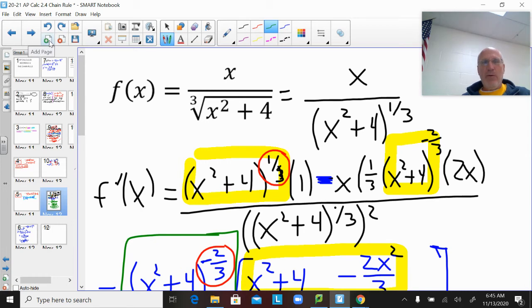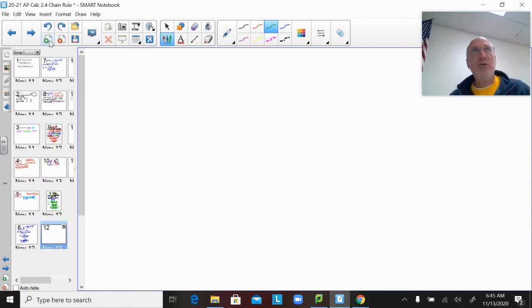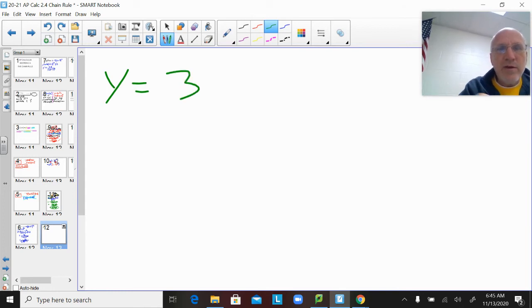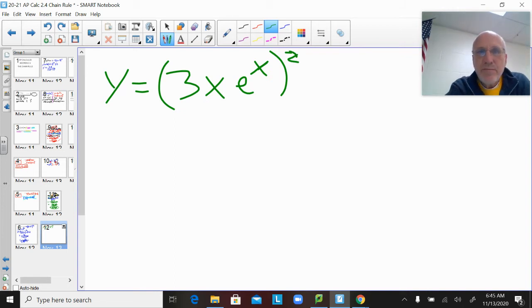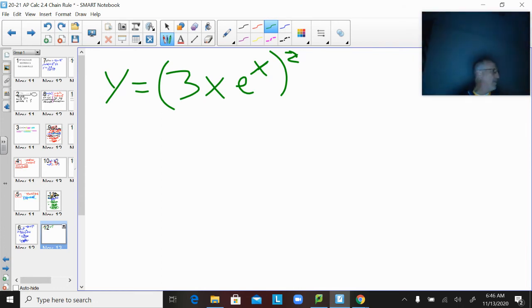Well, next example, I'm going to make one up here because I want to change what I'm doing. Let's go with y equals 3x e to the x, squared. So, I see a couple things. I see a product, 3x times e to the x. But then I have the whole thing is squared. Since the whole thing is squared, there were my legs again.